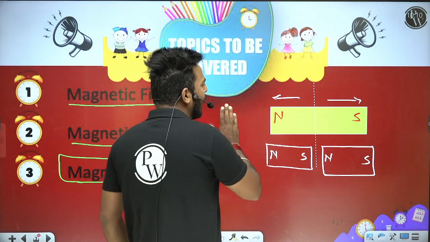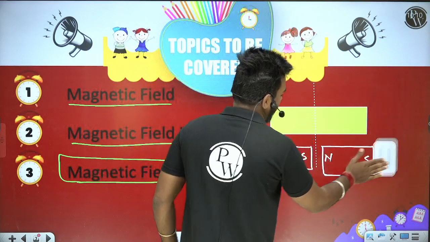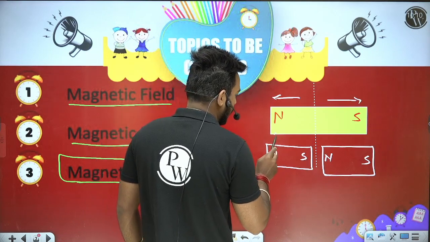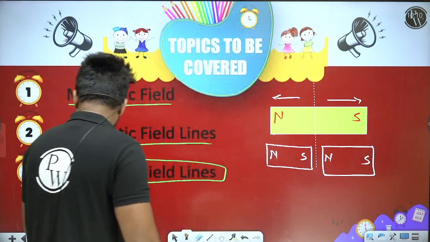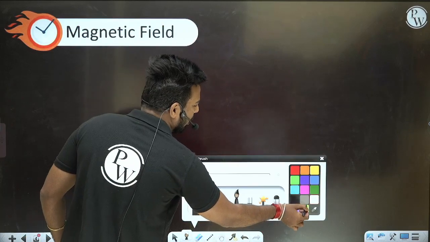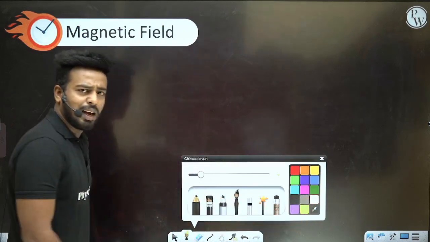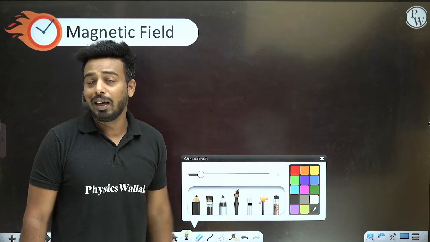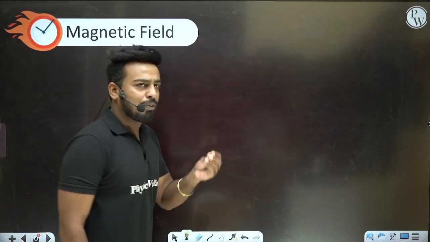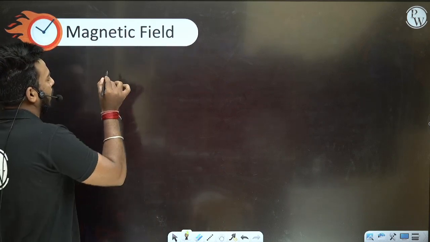So why am I explaining this phenomenon to you? Because we are going to learn something interesting about the magnetic field. What is a magnetic field? Before going ahead, which type of force is exerted by a magnet? Before starting, just keep one thing in mind.